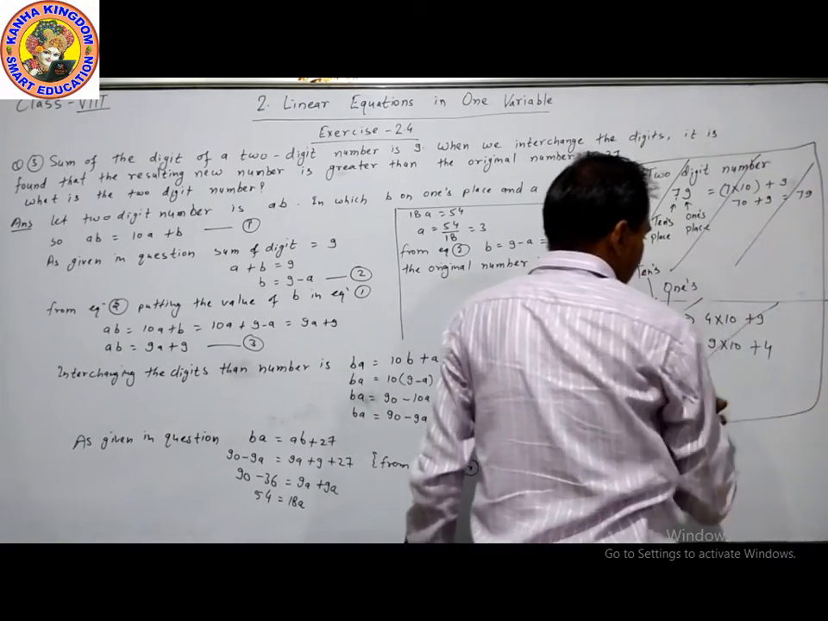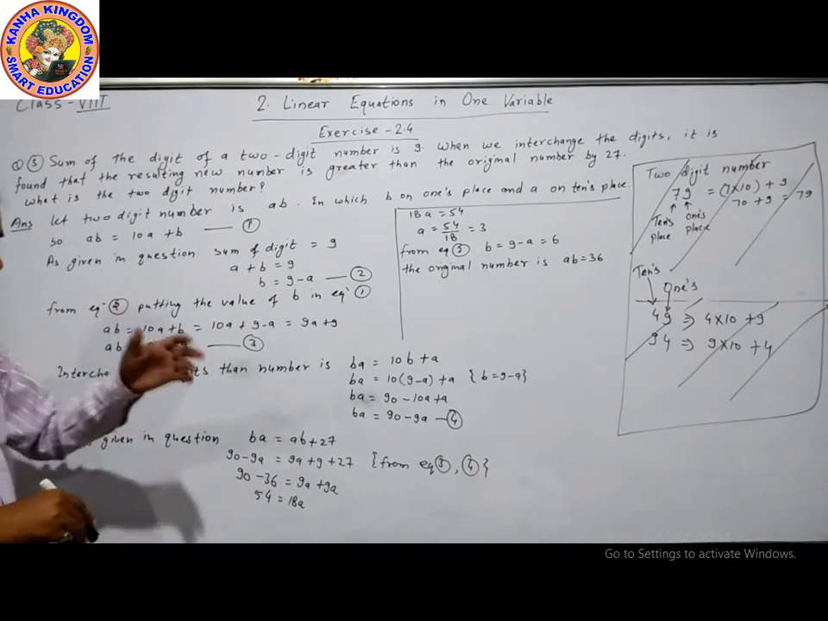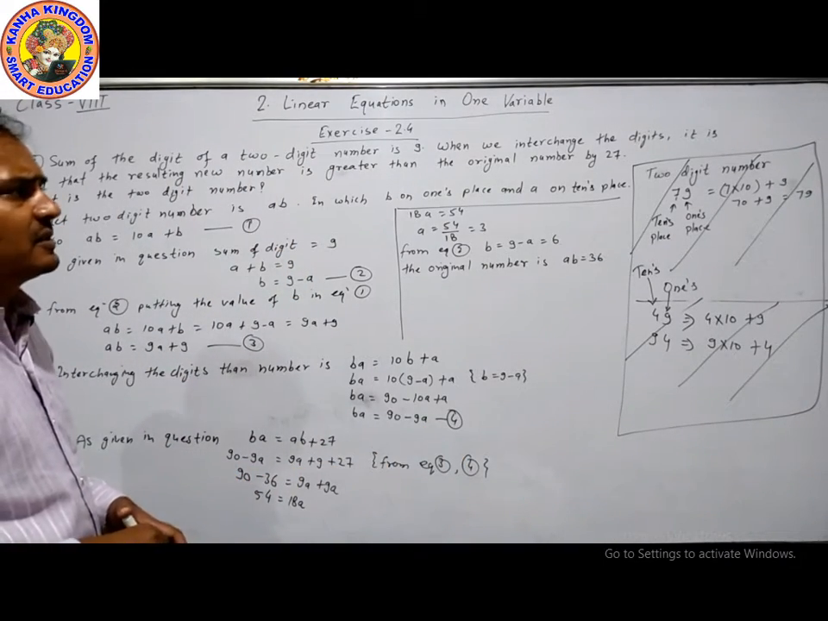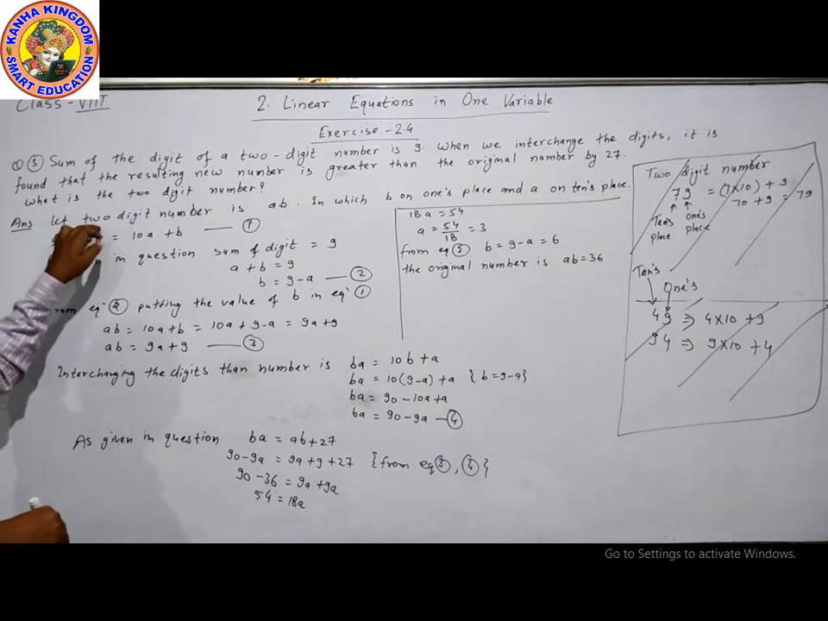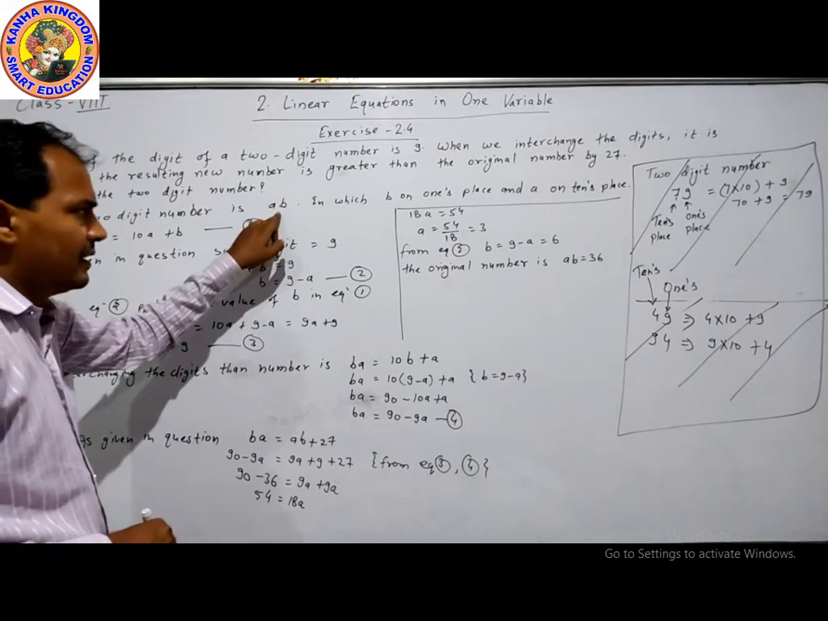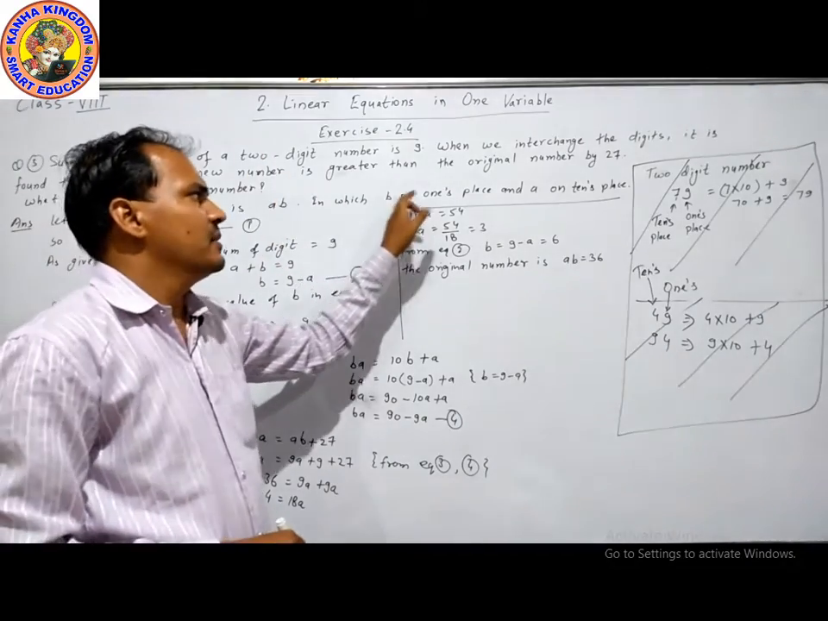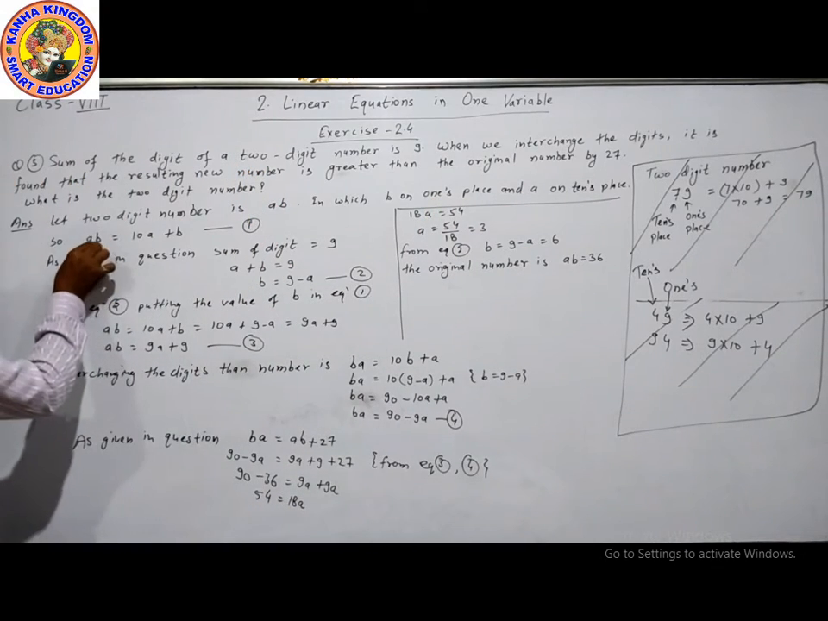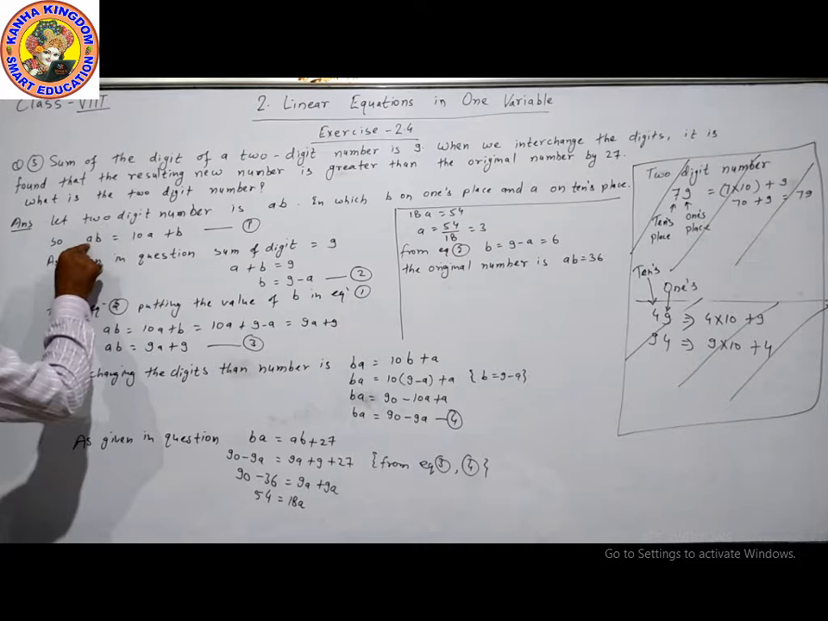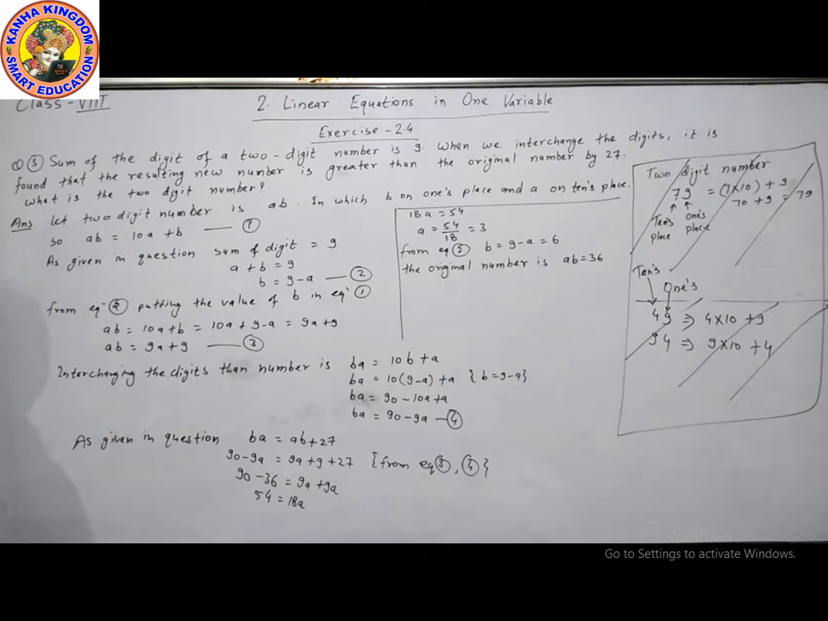I am cutting this. This is our rough part for understanding what is our two-digit number. Let a two-digit number be AB, in which B is on the ones place and A is on the tens place. So AB can be written as A into 10 plus B, 10A plus B. This is our equation number first.